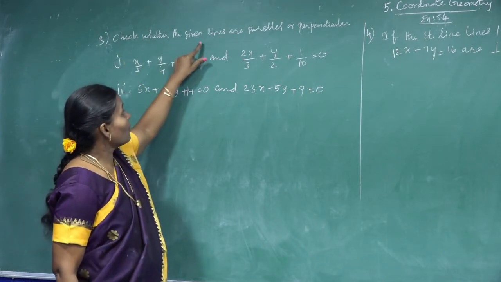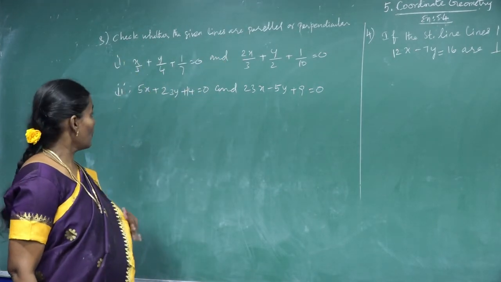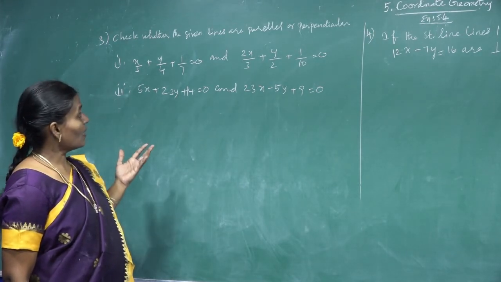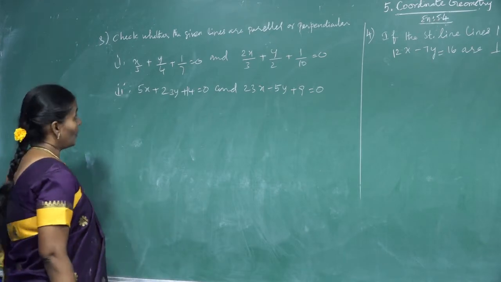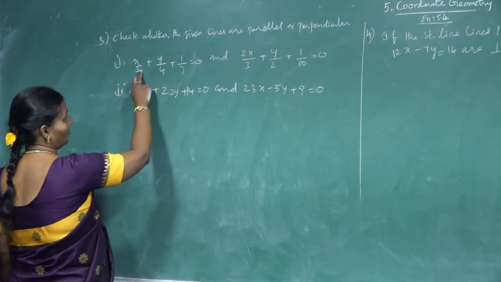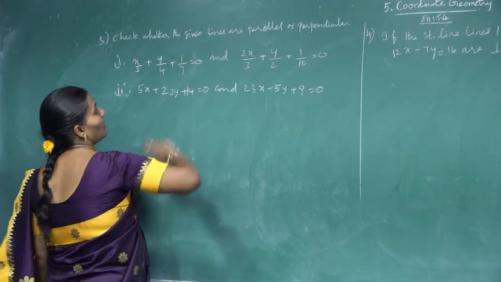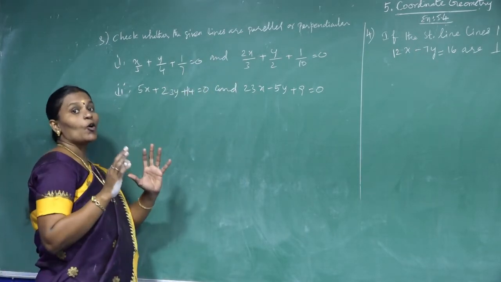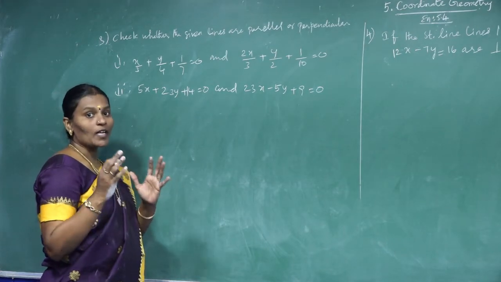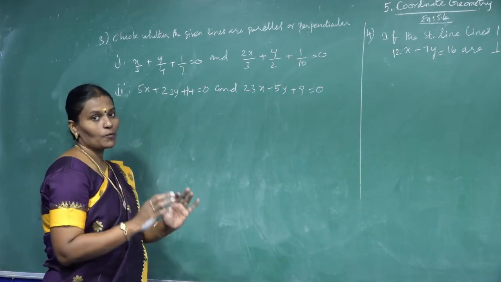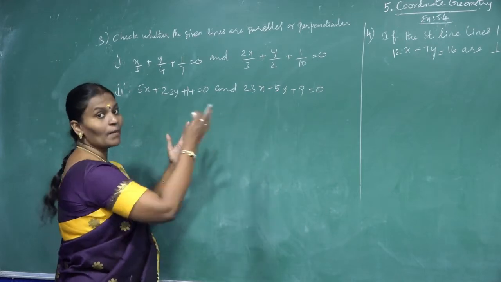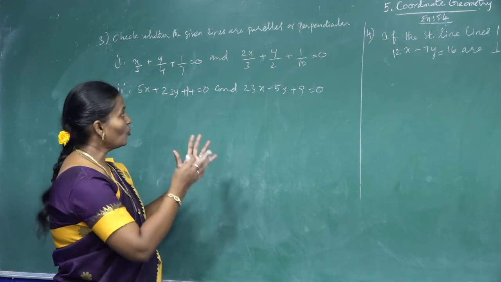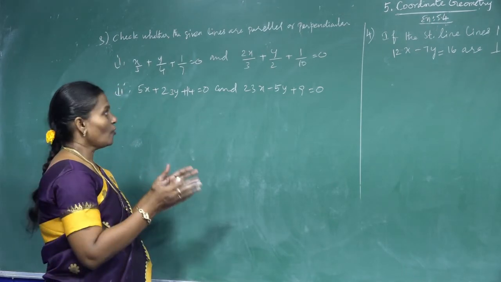Children, now see the third sum. Check whether the given lines are parallel or perpendicular. You have to say the given lines are parallel or perpendicular. You know that parallel means the slopes of the two lines are equal, m1 is equal to m2. If the slopes are equal, the two lines are parallel. If the slopes are negative reciprocals, the two lines are perpendicular.